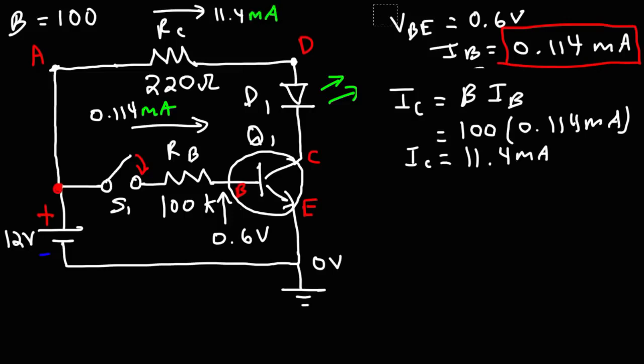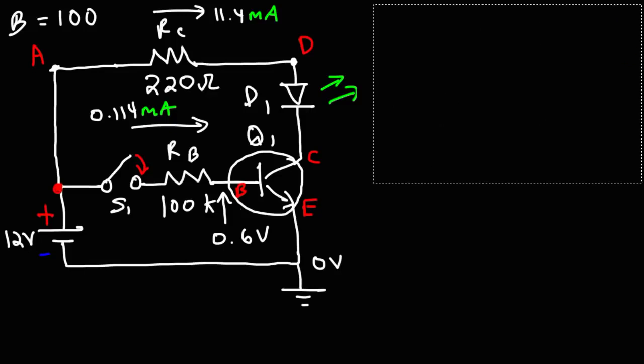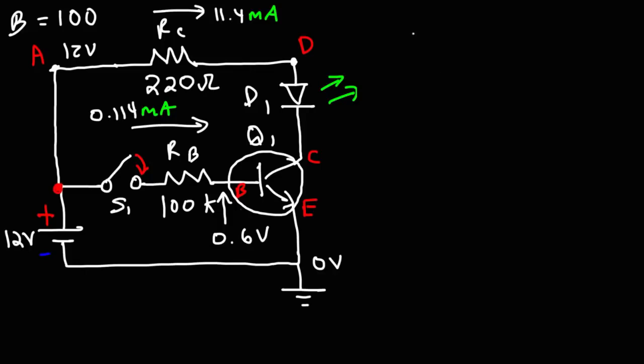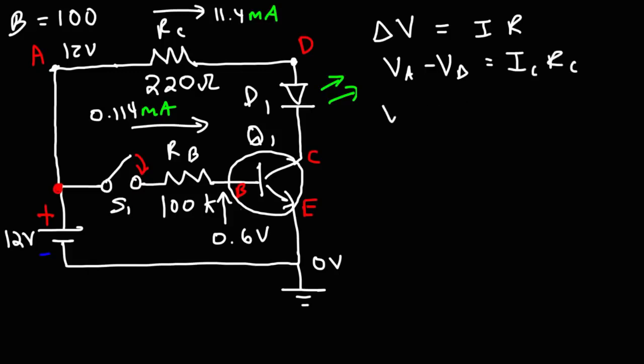So now that we know the current flowing through RC, we can calculate some potentials around that point. We know the potential at A is 12 volts. So using Ohm's law, we can calculate the potential at point D. The voltage is going to equal the current times the resistance. The voltage is the difference between the potentials at A and D, and this is going to equal IC times RC. So rearranging the equation, the potential at D is going to be the potential at A minus the voltage drop across RC, which is IC times RC.